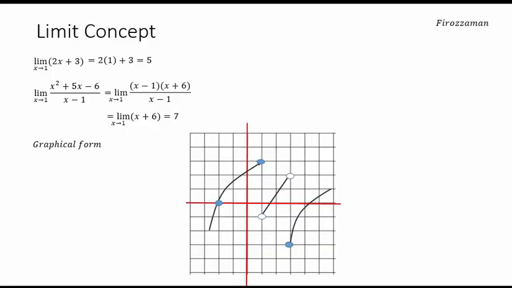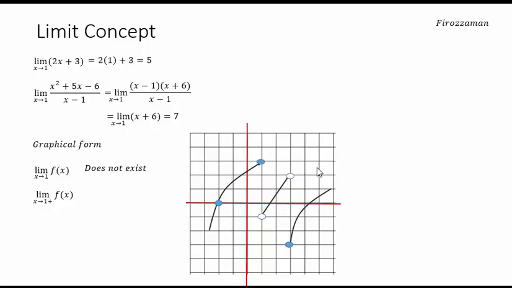Graphical form. Suppose we have a graph given as a piecewise-defined function, and some values are known, given with the big circles as you see, and the white circle means the point is not defined at that position. So we are interested to see what is the limit of the function when x approaches 1. As you see on the graph, when x approaches 1, you can see a jump here. So the limit does not exist.